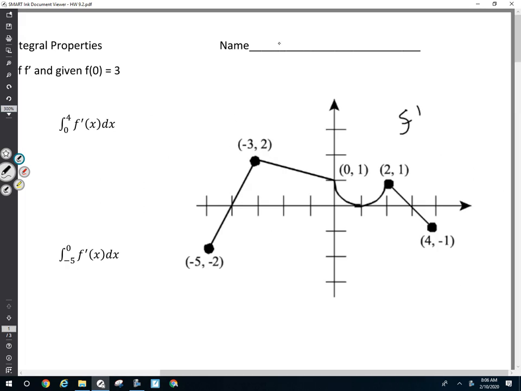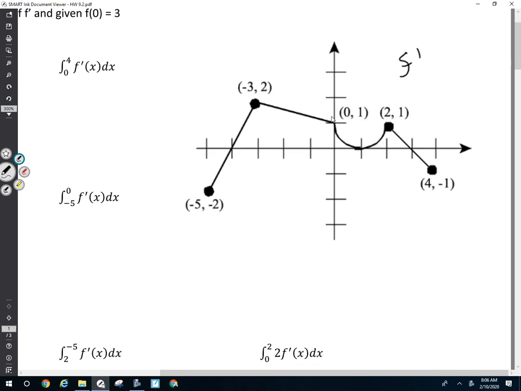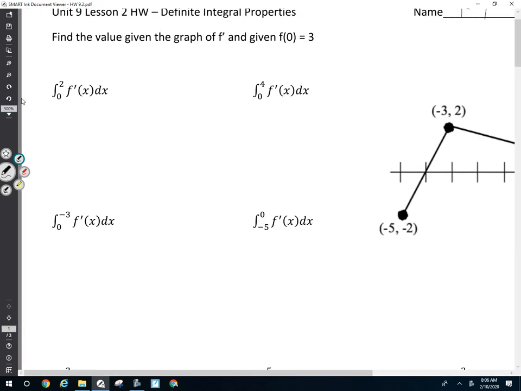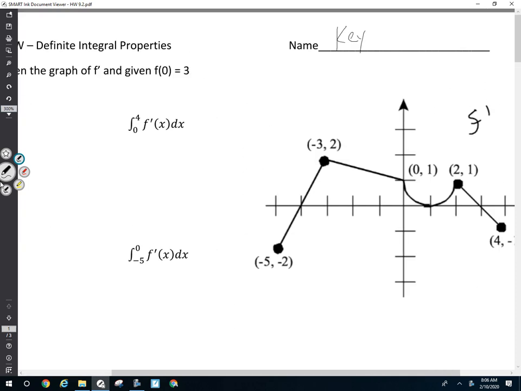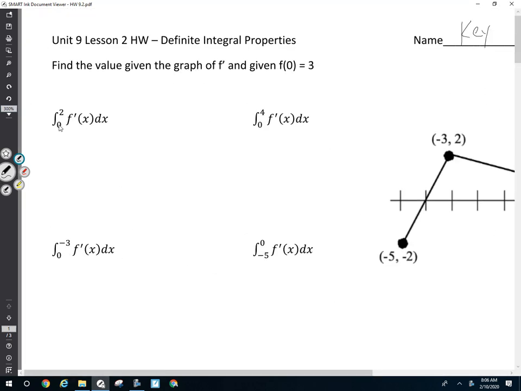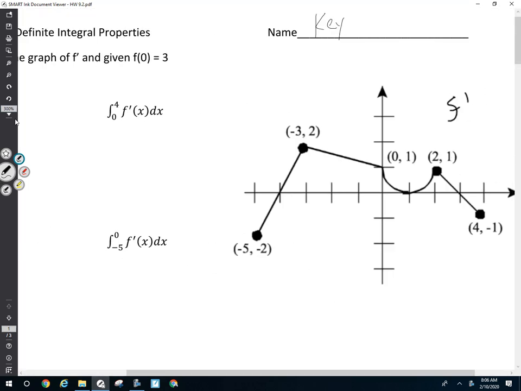All right, here's the key for the Unit 9 Lesson 2 homework. Look at that. We got a little half circle here. We're going to have to talk about that right off the bat. This is the graph of f prime. We're asked to find the integral from 0 to 2 of f prime.